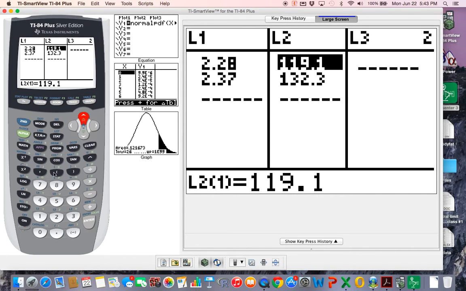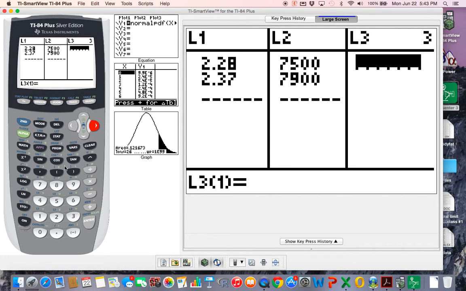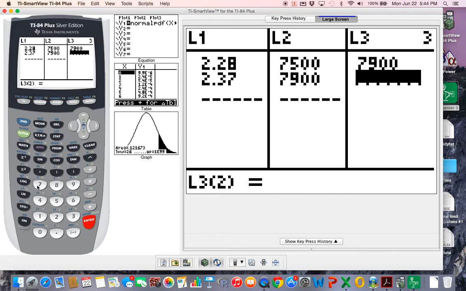Okay, so my supply was 7,500 and 7,900. And my demand was 7,900, and my demand decreased to 7,800 when the price went up 9 cents. Now, guys, I'm going to do my supply function first, but this L2 has to come first. This has to be my X, and this has to be my Y. Same thing when I do my demand function.